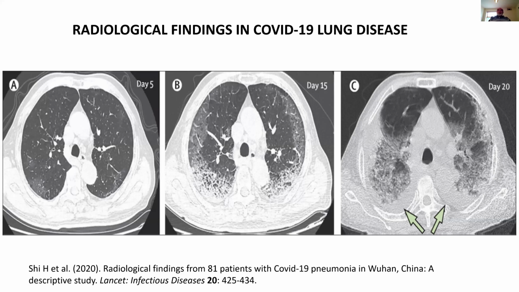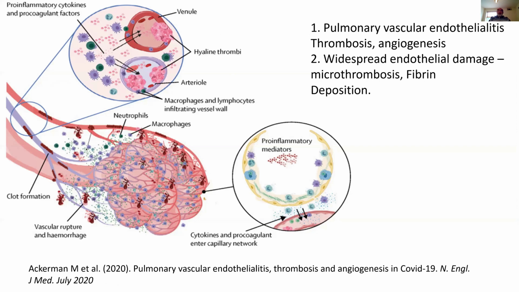If you look at here, as I said, there's pulmonary vascular endotheliitis, which fulfills the Virchow triad and causes thrombosis. And there are actually new vessel formations. And this is really widespread. This is not only in the lungs. This is in every organ, in the heart, in the kidneys, in the liver, and you name it. So there is a multi-organ problem which leads to multi-organ failure.